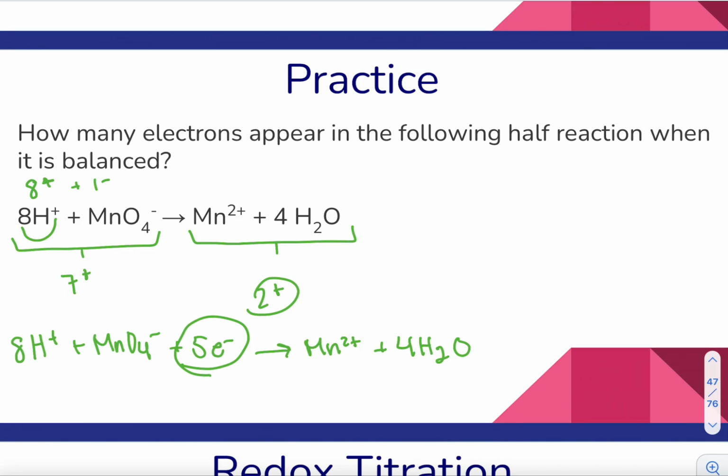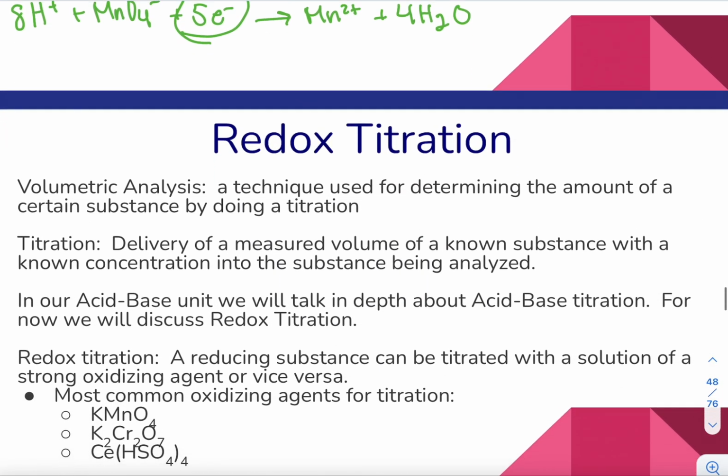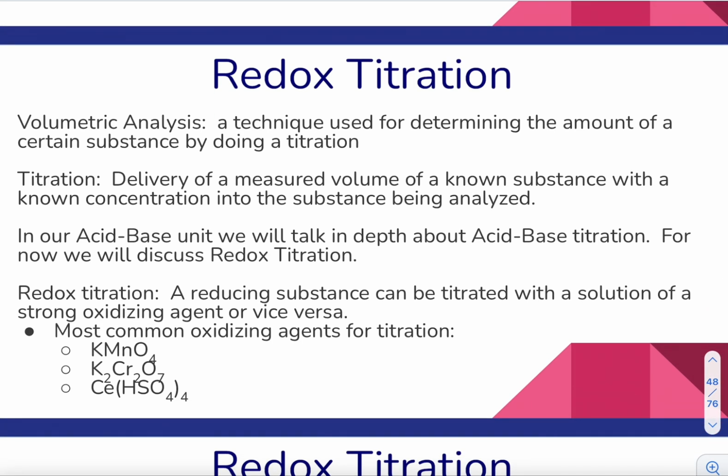All right, so that's it for half reactions, the first topic in this video. Now I want to move on to something called redox titration. Now we're going to talk about titration at length in the acid-base one, and it is way more complicated with acid-base than it is with redox. Redox titration is essentially a stoichiometry problem. Okay, and a lot of AP Chem will go back to stoichiometry.